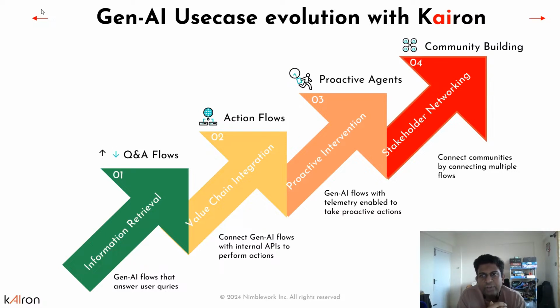Proactive agents are where you're able to intervene proactively by reading what's happening on the website. And lastly, community building bots. I will not get into how these bots are built. You can visit our YouTube channel, and there are a bunch of videos where we help you build bots. But today I will focus on building the interface for these four levels of bots.